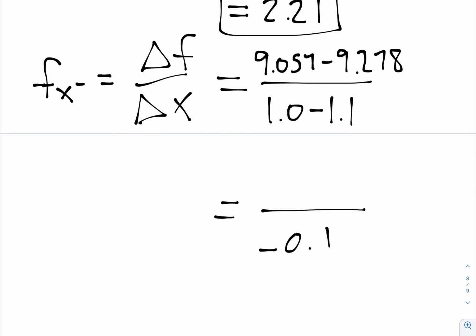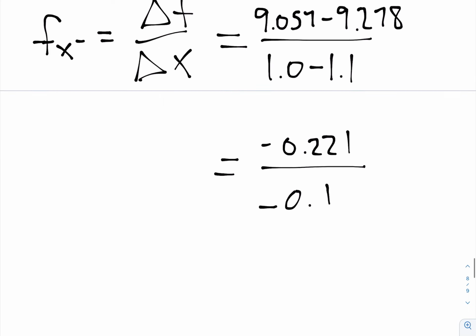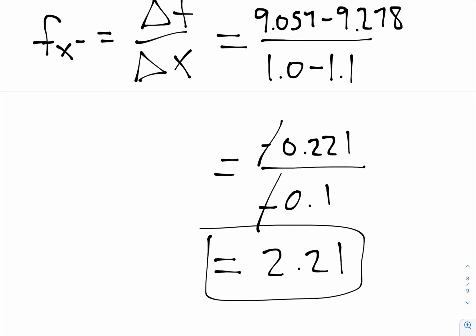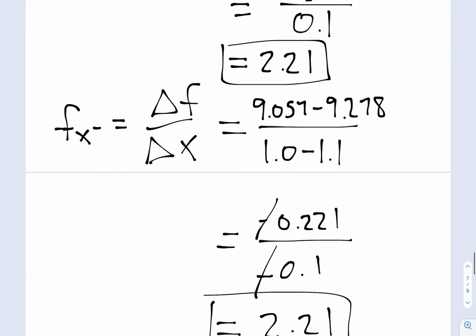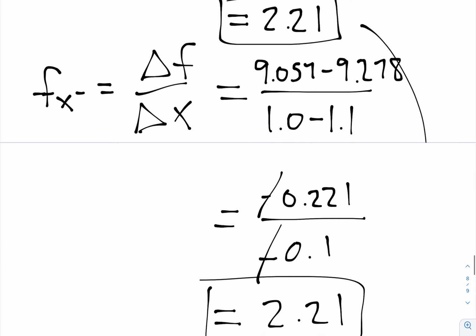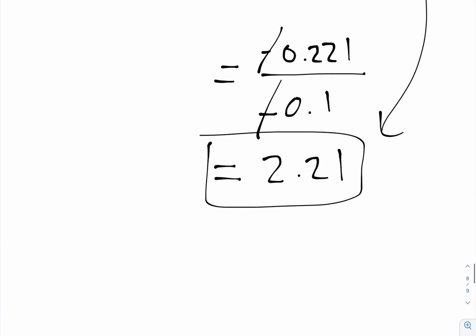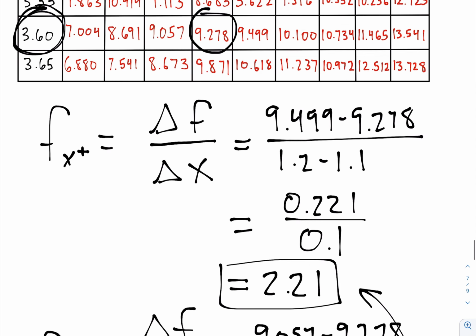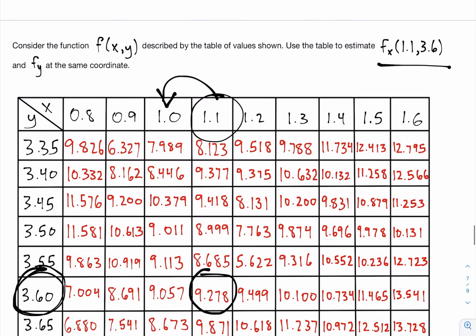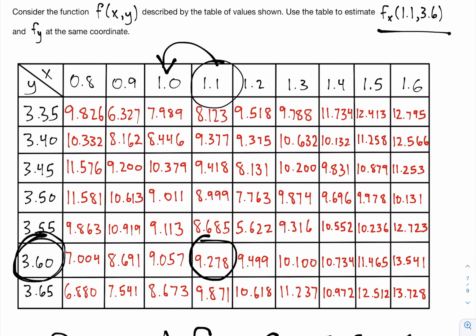Well, 9.057 minus 9.278, that's negative 0.221. So negative divided by negative, that's a positive. Those cancel. That's like 0.221 times 10, which is 2.21. So it doesn't matter which direction you go, you'll get approximately the same thing. That might not always be the exact same, like it was in this case, but they'll be approximately the same, all right? Now, the question's asking us to do the same thing with respect to y, okay?